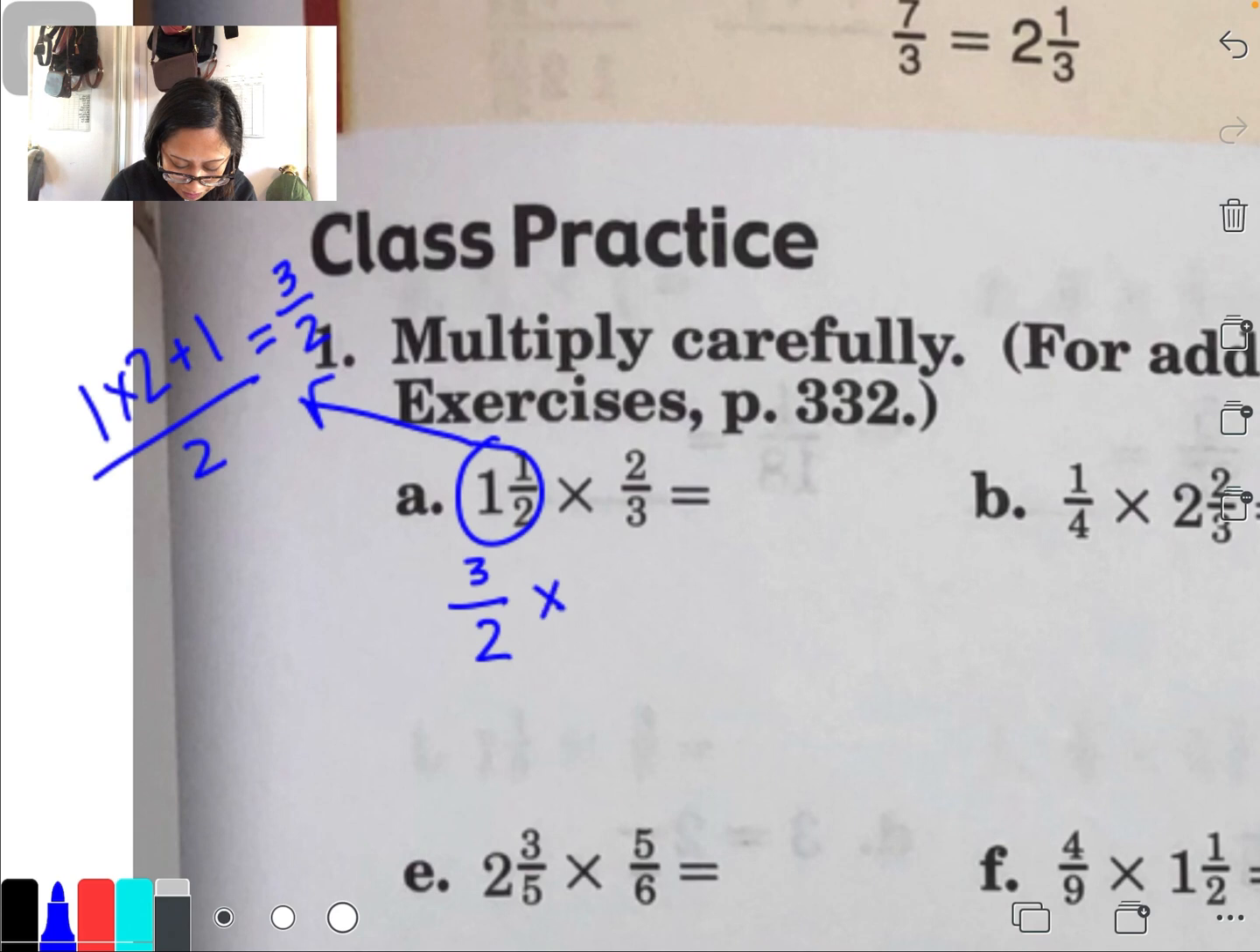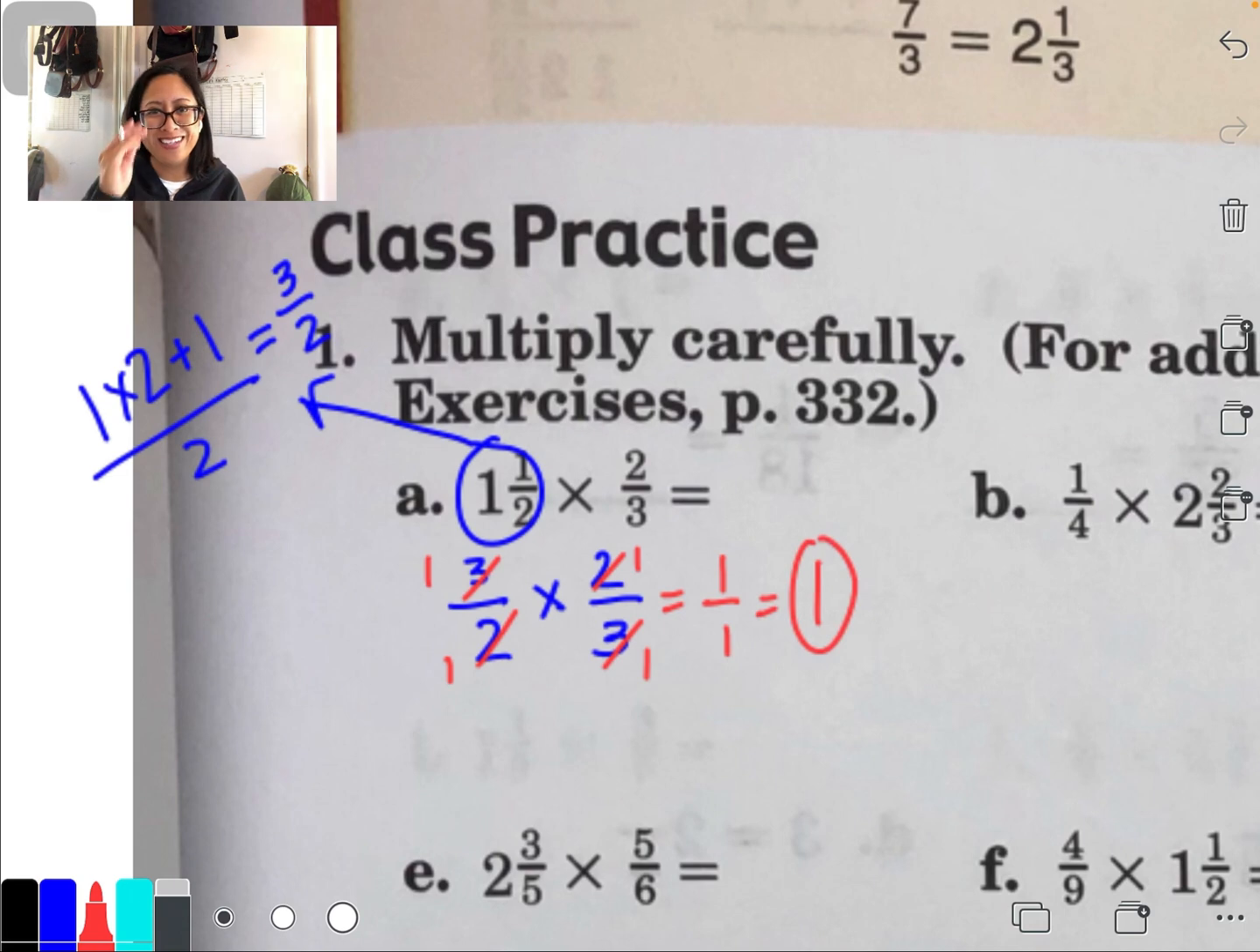Now I can drop the rest of it, times 2/3, and I can multiply. But guess what else I can do? I can cross cancel. 1, 1, 1, 1. So I basically have 1 as my answer. I know I went fast here, but the main idea of what I want you to do is turn the mixed number into an improper fraction so that you have a fraction times a fraction. Because, like I said before, you can't have a whole number multiplied to a fraction, okay? It has to be fraction times fraction.